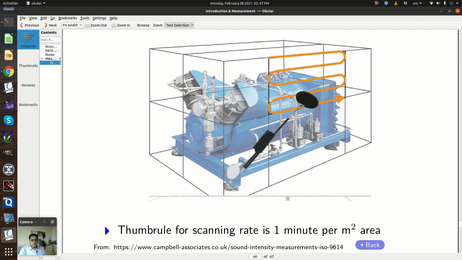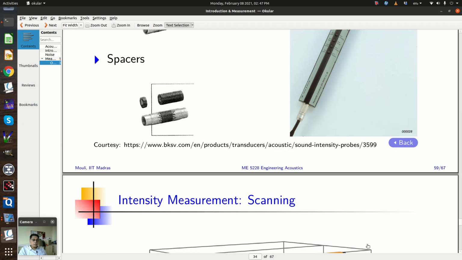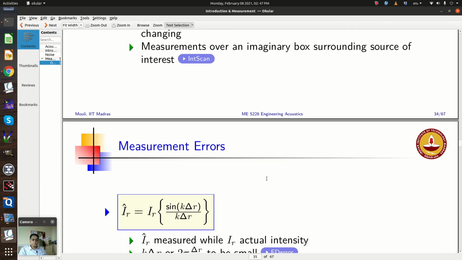The rule of thumb for scanning is that you can't be too fast, nor too slow. Roughly about 1 minute per square meter. So if I have a 1 square meter area to cover, I should be able to do this in about 1 minute. So the scanning is done.